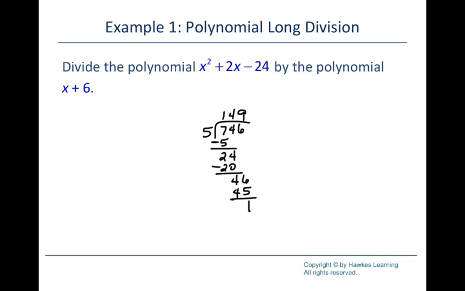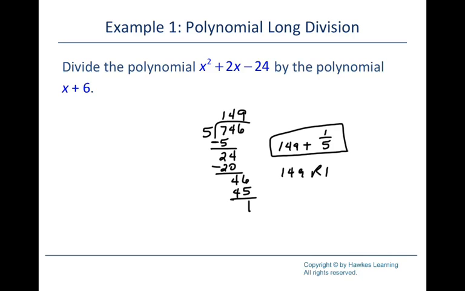And 1 is less than 5. It has to be, or we would have done something wrong. So we could write our answer as 149 plus 1/5, our remainder over our divisor. Sometimes we used to write 149 with a remainder of 1, but most of the time we're going to write our answers in this format.